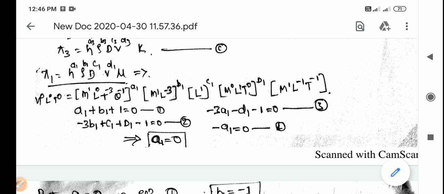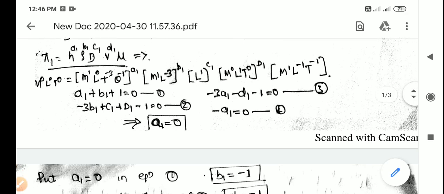Okay, and L. Okay, now consider L. So it is minus 3b1 plus c1 plus d1 minus 1, which is equal to 0. Okay, put it as equation 2. Similarly consider T. Okay, so T raised to minus 3 in first term, right? So minus 3a1 minus d1 minus 1, which is equal to 0. Okay, put it as equation 3. And theta raised to minus 1. Okay, now the last term is theta, right? So minus a1 which is equal to 0. Put it as equation 4.